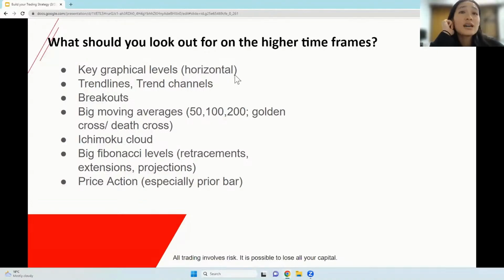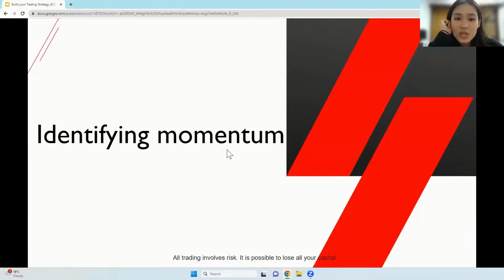Okay, all of these are kind of just tools that you can use to identify momentums and key levels. So the first key graphical levels, horizontal levels, include your support and resistance, and these tend to be supported with your Fibonacci levels, including looking for Fibonacci confluence areas, and so on. But we'll get into breakouts as well as Ichimoku clouds in the next few slides. And if we have time, I will also show you how exactly you can use these on an actual chart.